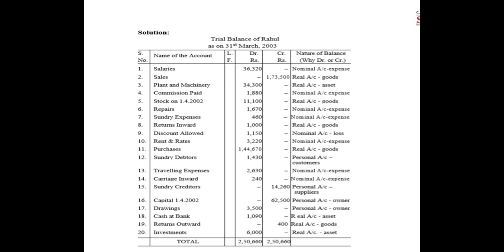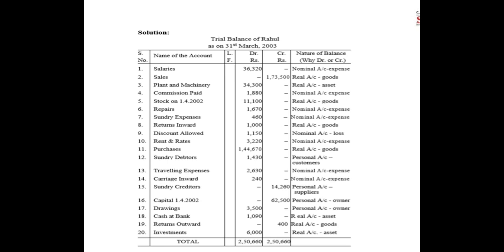Carriage inward, again expenses come in nominal account. As per nominal account it should be debited. Expenses should be debited always. Creditors means liability of the organization or the suppliers, comes in the category of personal account. So you will just write it credit side. Creditors means giver or the supplier, so givers should be credited always as per the personal account.